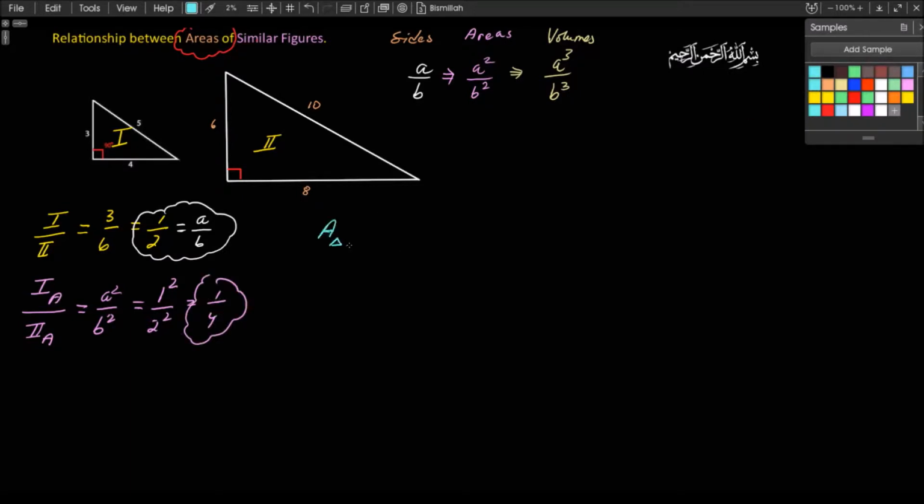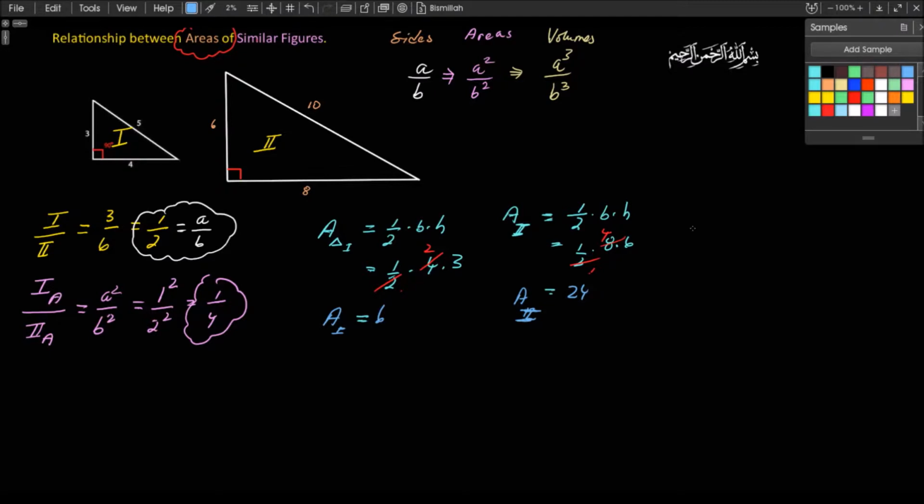So let's see. Let's find the area of the first triangle over here. Area, of course, is 1/2 base times height of the triangle. It would be 1/2 times 4 times 3. So the area of the first triangle is 6. And if we were to find the area of the second triangle, let me just label it like this. It's 1/2 the base times height, and that simplifies to 24.